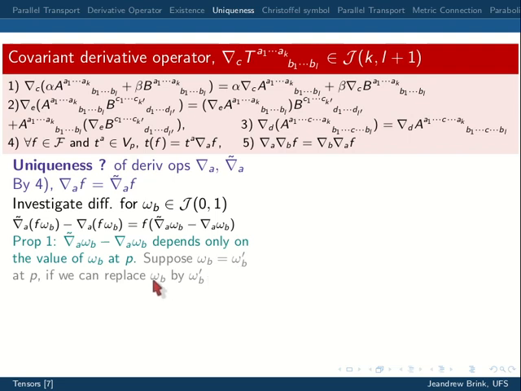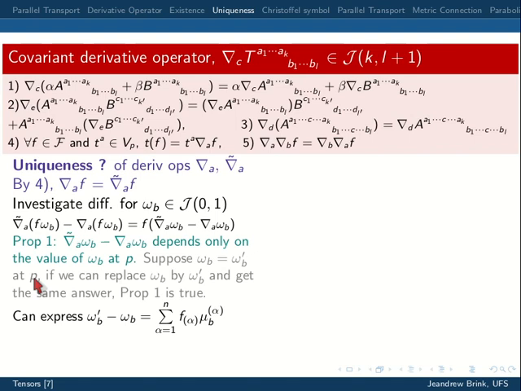And the other one is arbitrary everywhere away from the point. If we can replace WB with WB prime, then it clearly doesn't depend on anything other than the operator at the point. If we can replace WB with WB prime and get the same answer, then this proposition is true. In other words, this combination where we subtract the two derivative operators applied to a 0-1 tensor depends only on what the tensor was at the point, not how it changes off of it. And the trick now is a bit finicky.